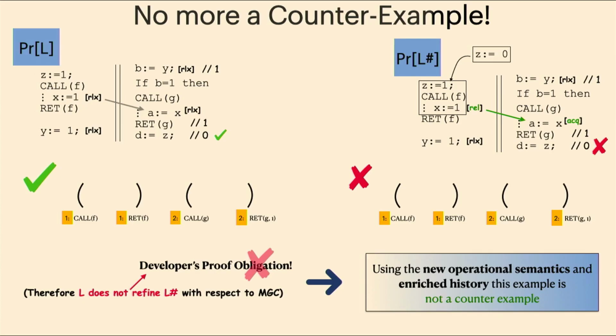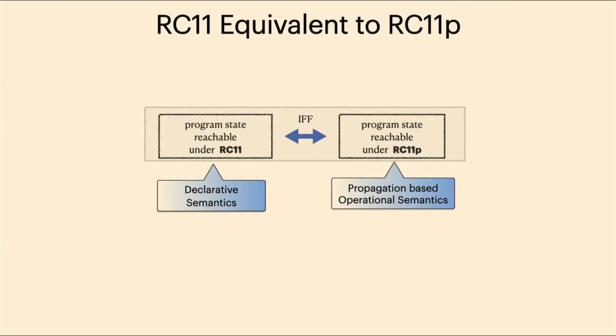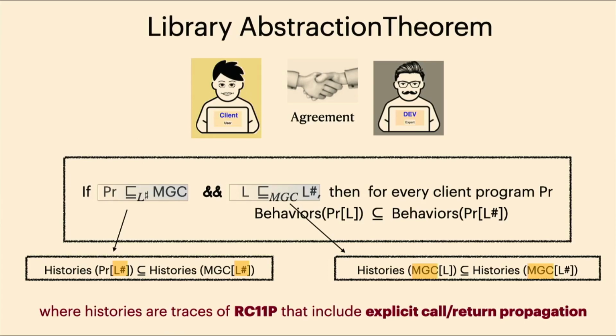So the L does not refine L surf anymore, and the same example that we saw as a counter example earlier is no more a counter example with this new definition of history. So now coming to our result, we saw that this new semantic that I just briefly described is actually equivalent to the RC11 declarative semantics. And following this, we proved that this library abstraction theorem actually holds with this new definition of history.